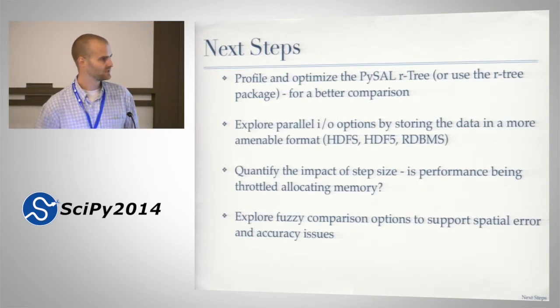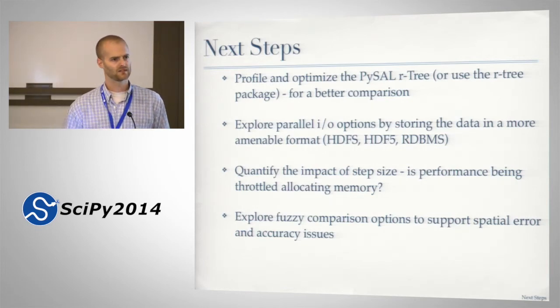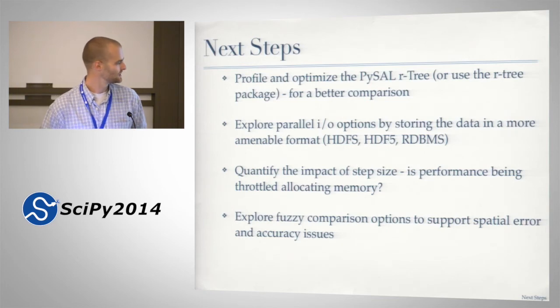And then since issues of spatial accuracy and spatial error are on the front of our minds frequently, look at fuzzy comparisons to be able to say somebody poorly digitized this data set, but we know that there should be adjacency represented here. So can I go ahead and throw a threshold into this algorithm or into this method and have it be successful?